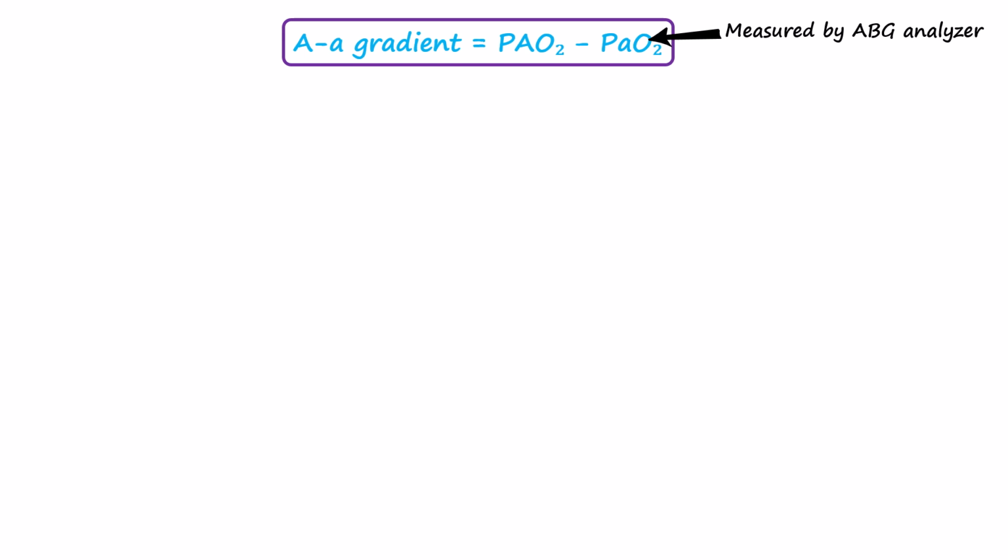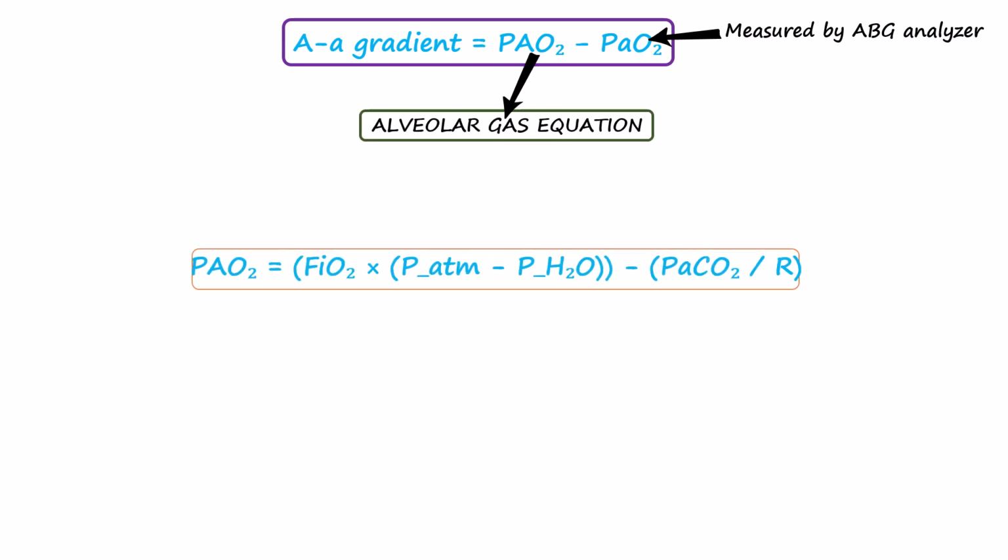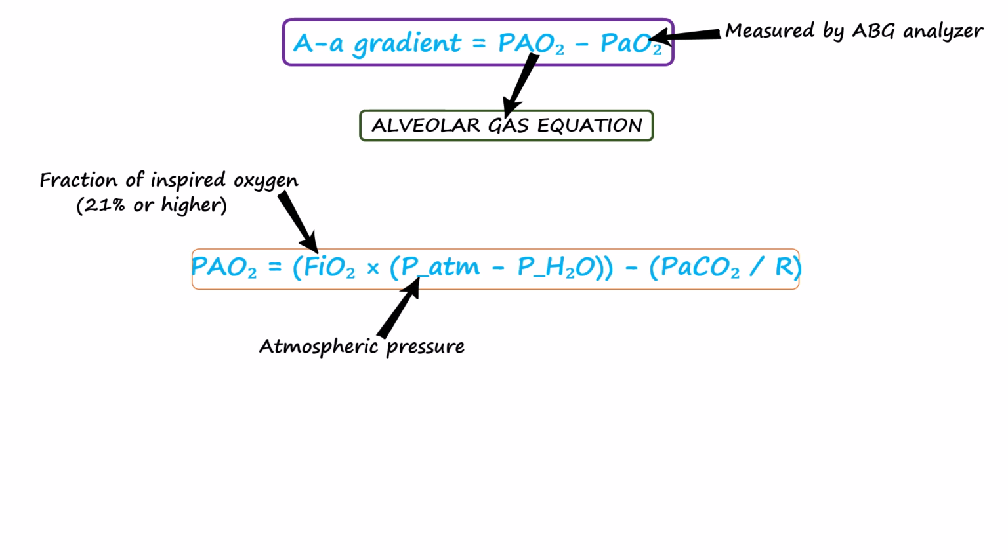PAO2, with the capital A, however, is a derived parameter and is calculated using the equation called the alveolar gas equation. In the equation, FiO2 is the fraction of oxygen in the air the patient is breathing. It is 0.21 for room air, or higher if they're on supplemental oxygen. Next, PATM is the atmospheric pressure, which is about 760 mm of mercury at sea level but drops at higher altitudes. PH2O is the water vapor pressure inside the lung, which is always 47 mm of mercury due to body temperature.